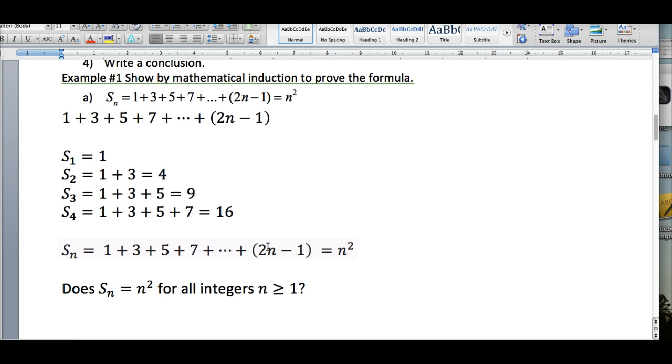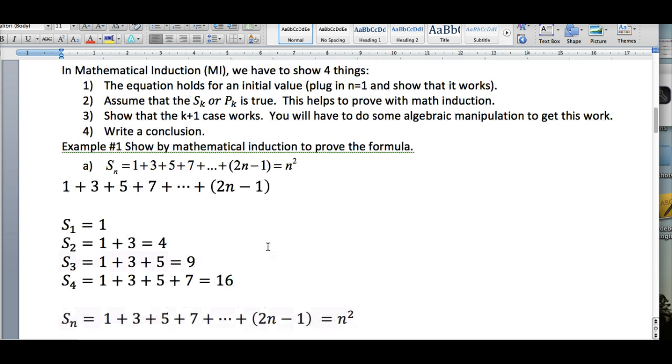Now, this might be a little bit confusing right now, but we'll try to show you what happens here. So if you look at this, the things that we have to show, that the equation holds true for some initial value. So we have to establish a pattern. Then we want to assume that this equation right here, in terms of k, is true. And why we do that is because we have to in order to prove this. It just doesn't link up otherwise.